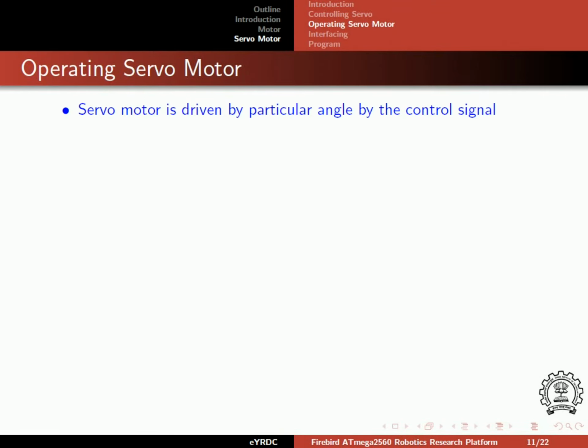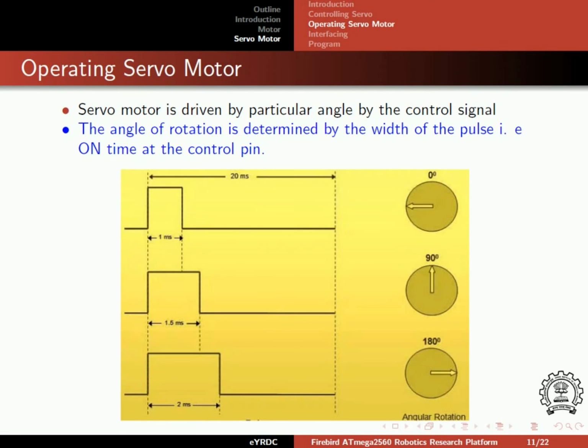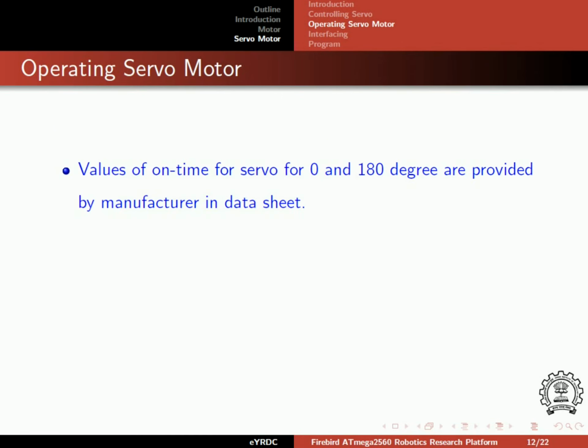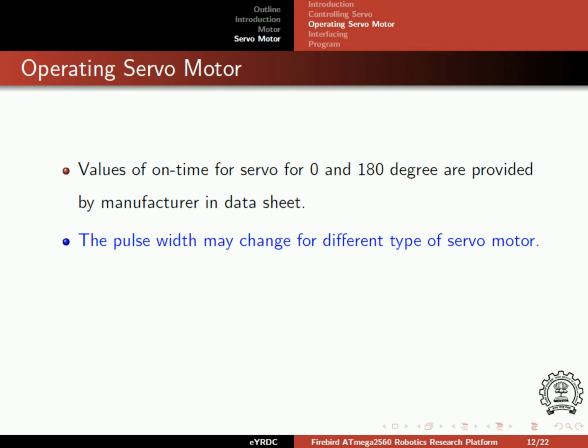Servo motor is driven by particular angle by the control signal sent to it by a controller. These signals are basically pulse width modulation wave, and the angle of rotation is determined by the on-time period of signal. Values of on-time for servo for 0 and 180 degree are provided by manufacturer in datasheet. The pulse width may change for different types of servo motor.